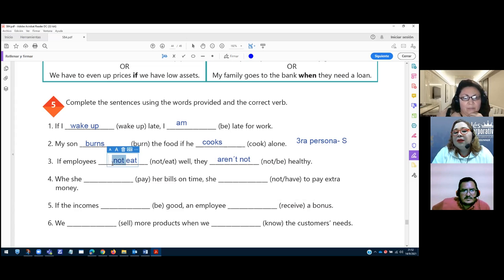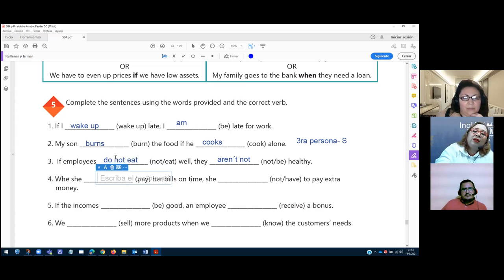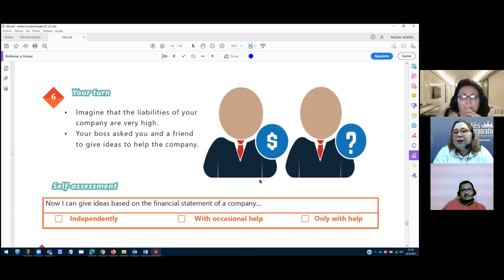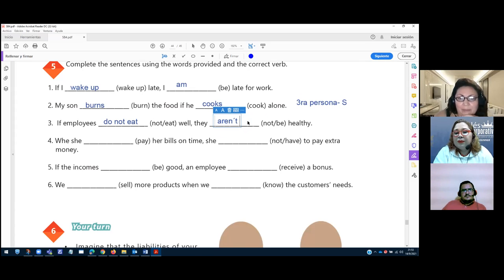Y en la primera, donde dice en la número 3, if employees. No falta el negative, right? Sería do not, right? Porque es plural, es como que fuera ellos. If employees do not eat or don't eat well, they aren't healthy. Correct? Ahí hay que quitarle el doble not que tiene usted. Dice aren't not. No, es solo aren't, porque aren't es la contracción de are not.